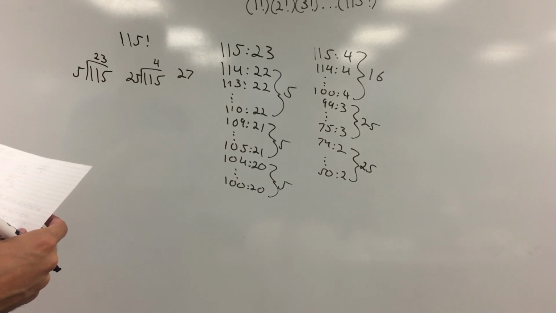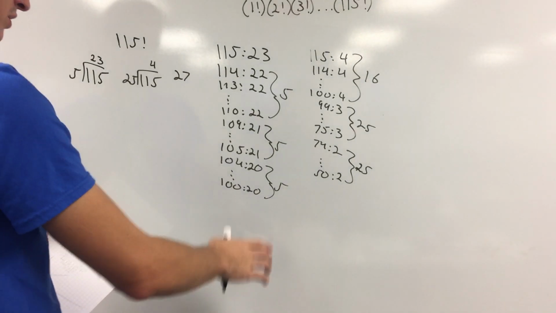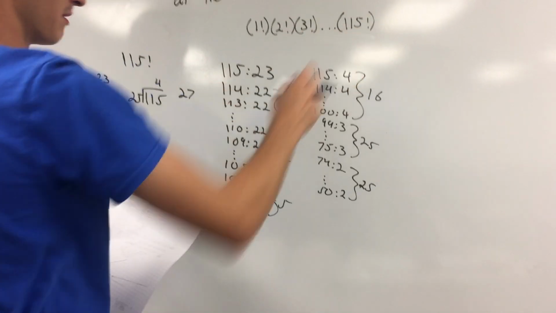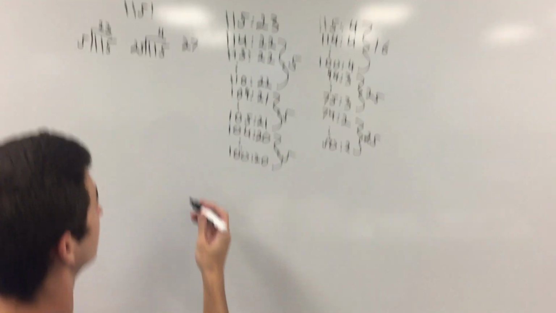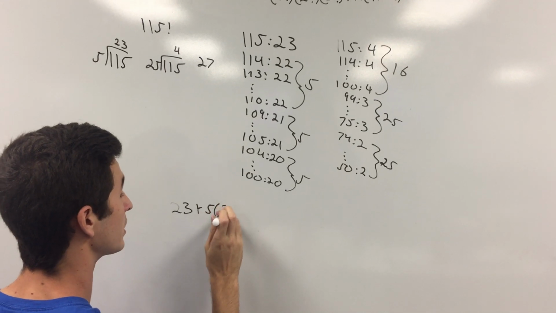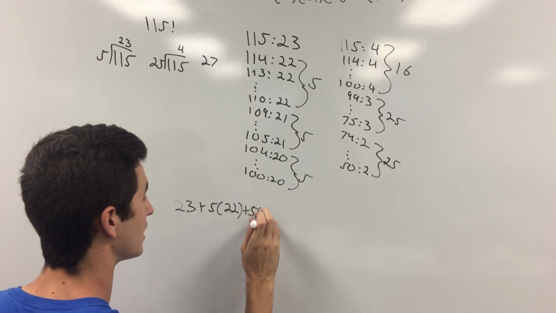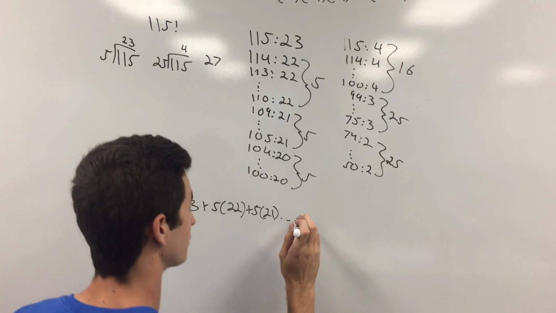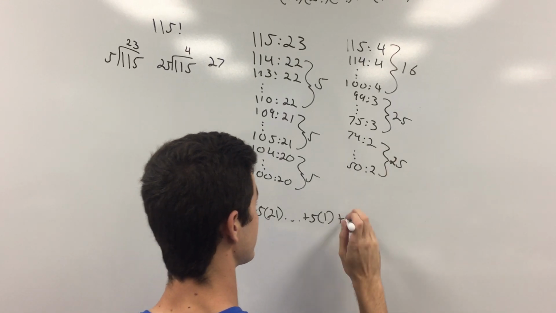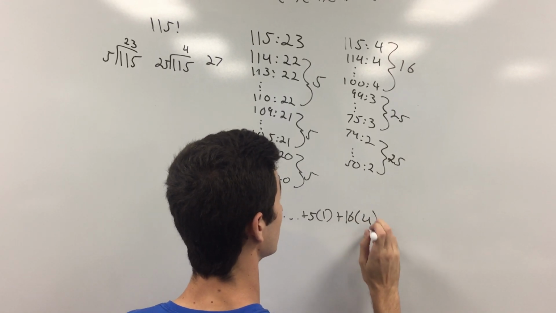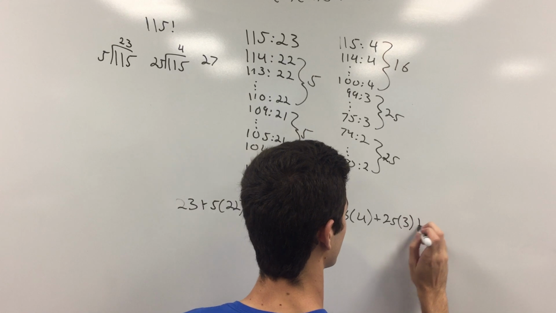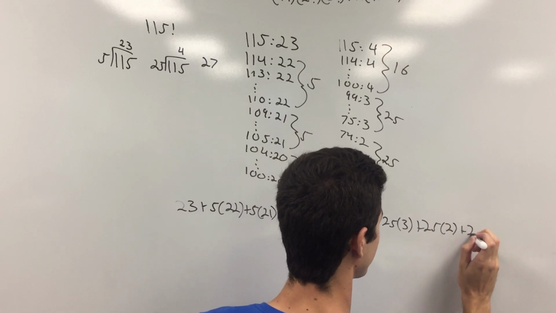So you need to add all of these numbers up to get the number of 5's that are in this big number. So let's just do that here. You have 23 at the top, plus 5 times 22, plus 5 times 21, all the way down to 5 times 1. And then you're going to have 16 times 4, plus 25 times 3, plus 25 times 2, plus 25 times 1.